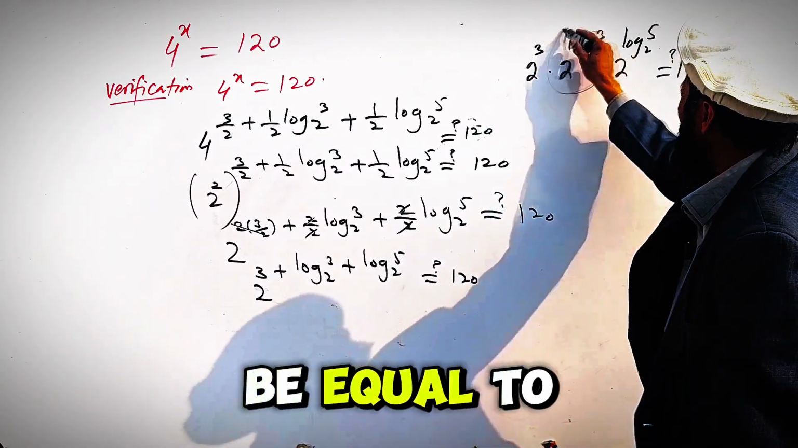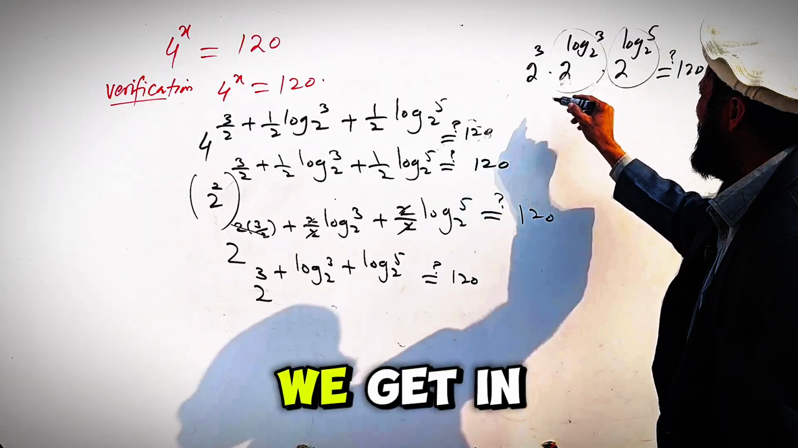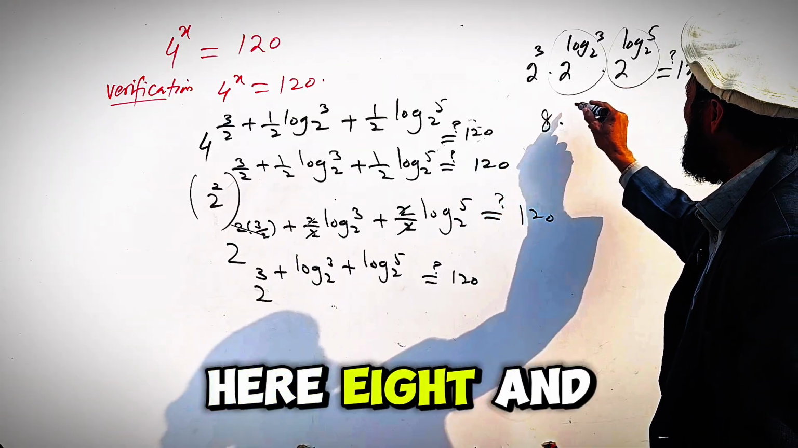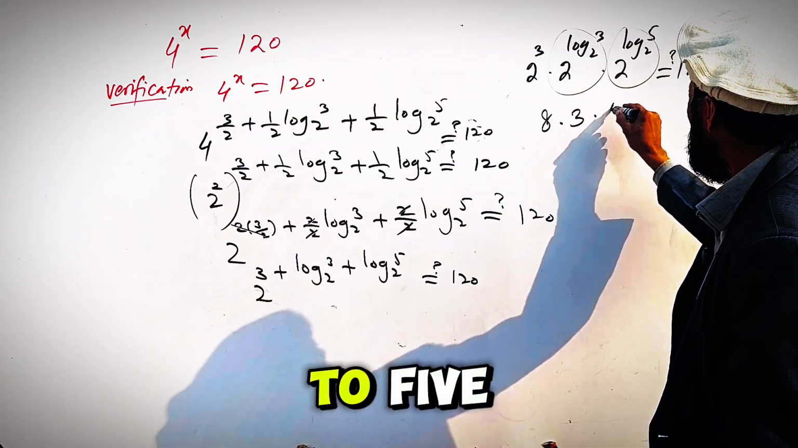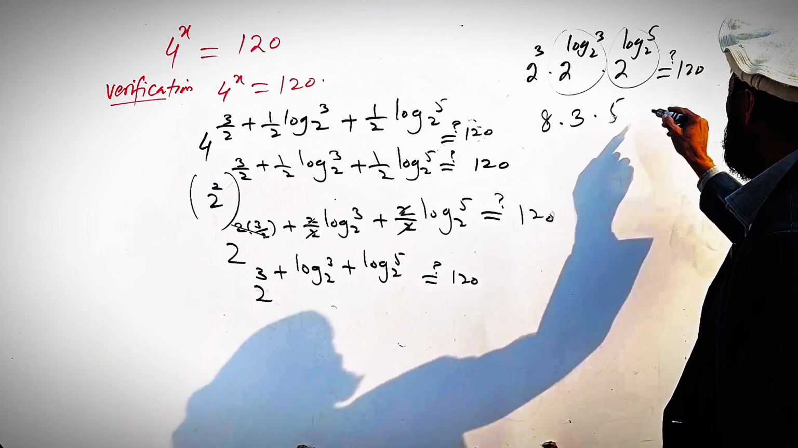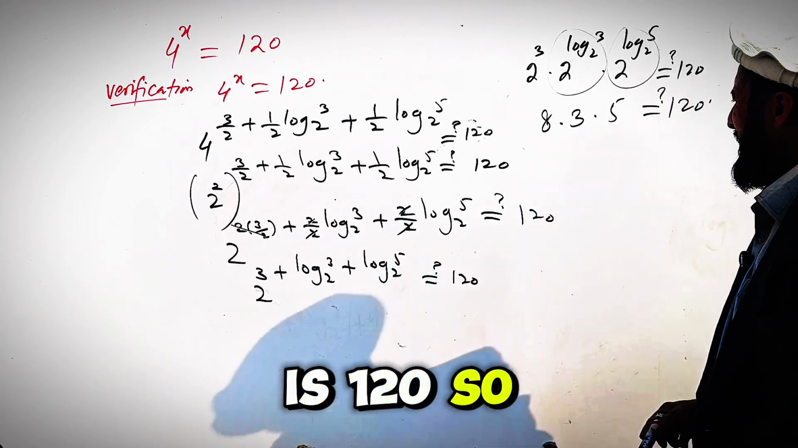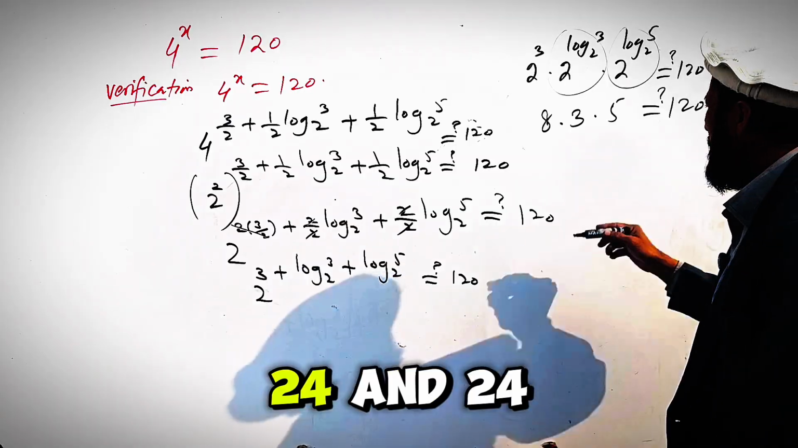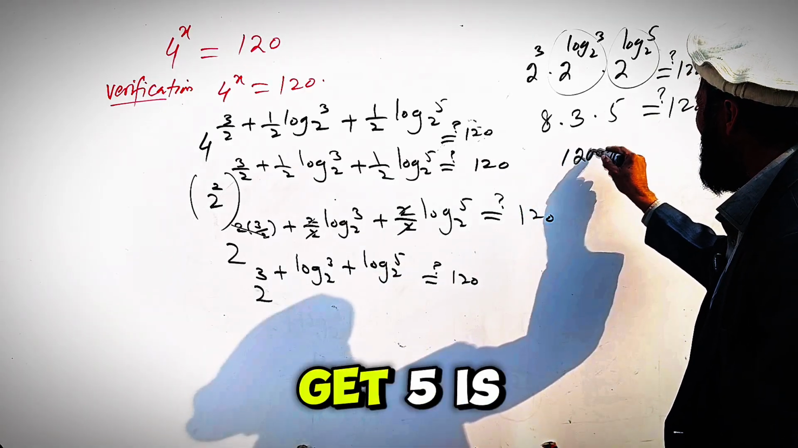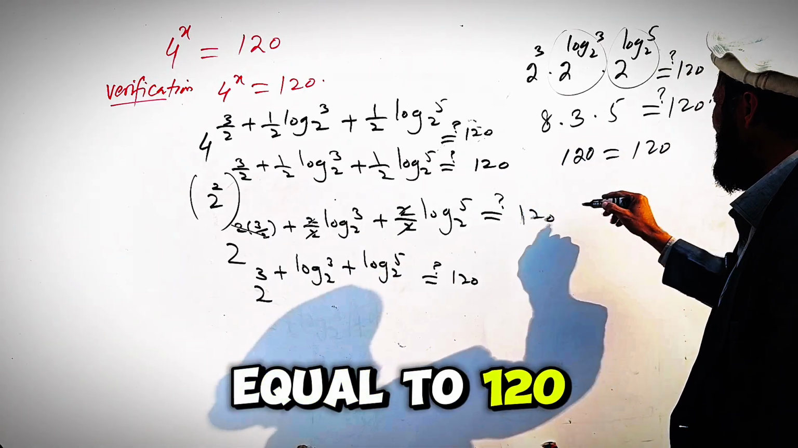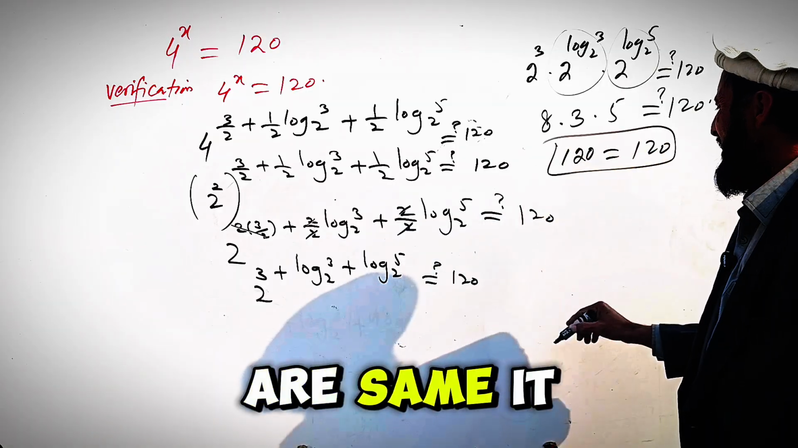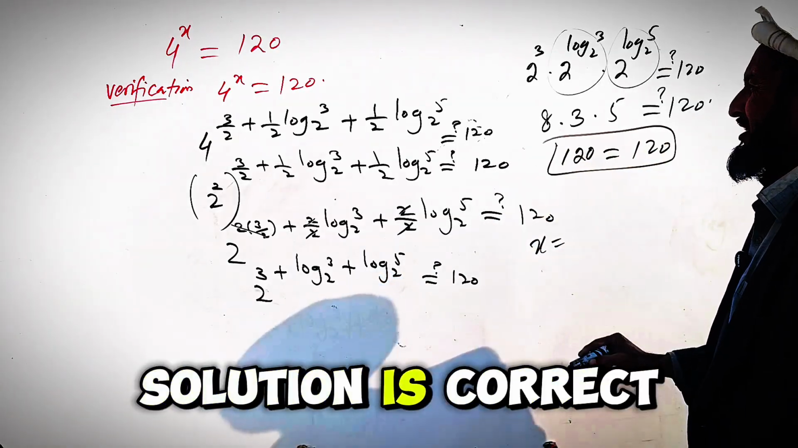Now this will be equal to 1 and this will be equal to 1. We get here 8 into 3 into 5, is it 120? So 8 multiplied by 3 is 24, and 24 multiplied by 5 is equal to 120. So both answers are the same. It means that our solution is correct.